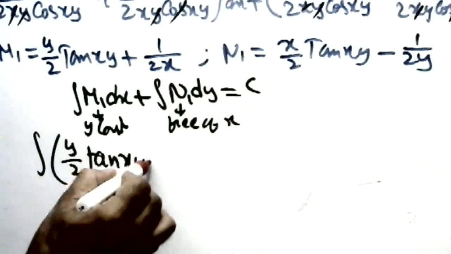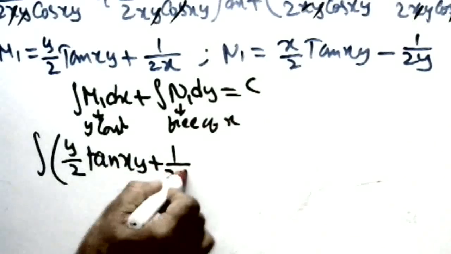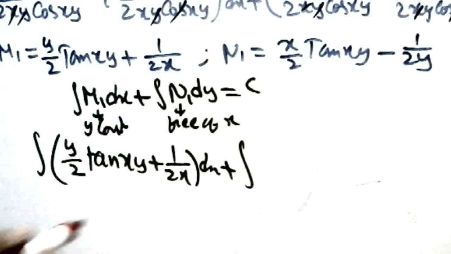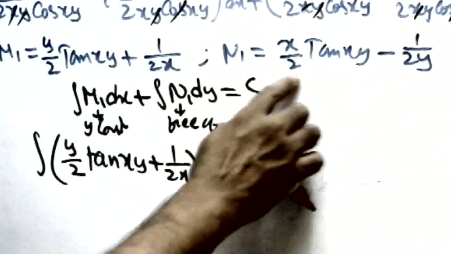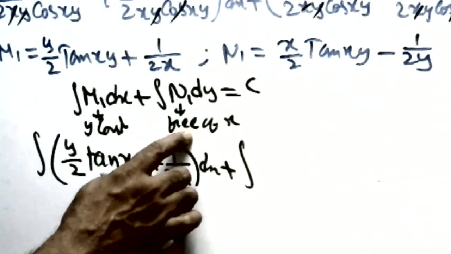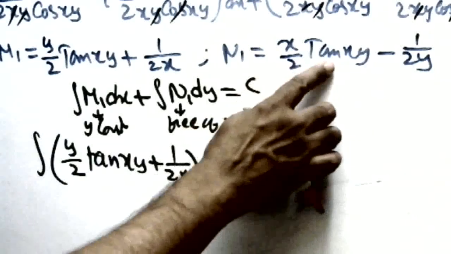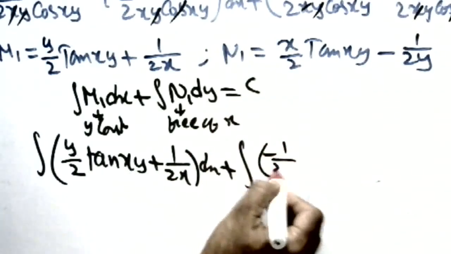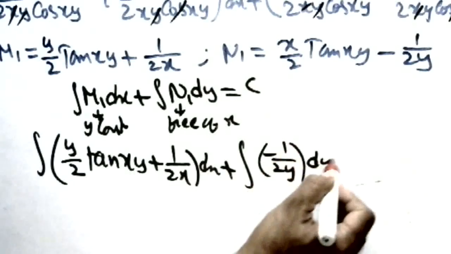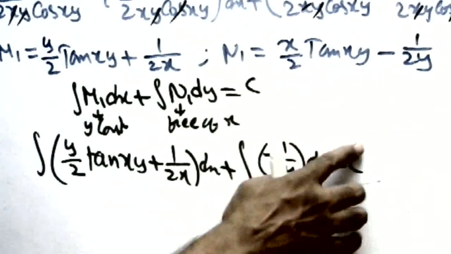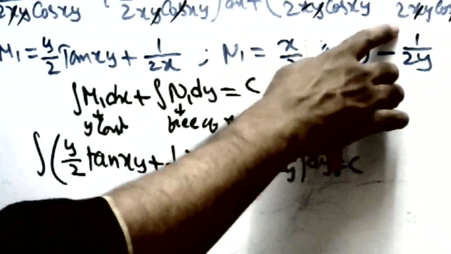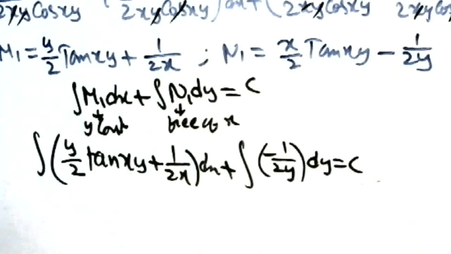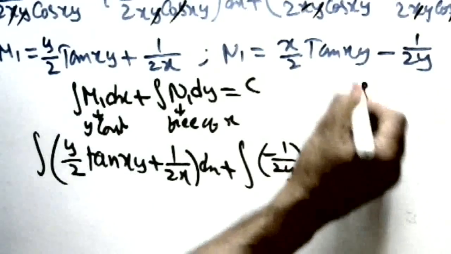y by 2 tan xy plus 1 by 2x dx plus integration of, see here, we do not write all the terms. We write the terms which do not contain x. Because it contains x, we do not write this term. We write only minus 1 by 2y dy equals to c. Once more, watch here. Minus 1 by 2y dy. We are not writing the other because this term contains x.